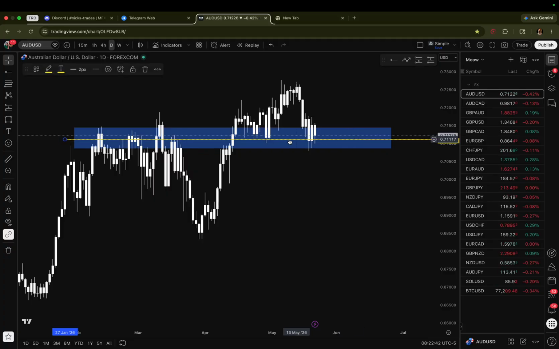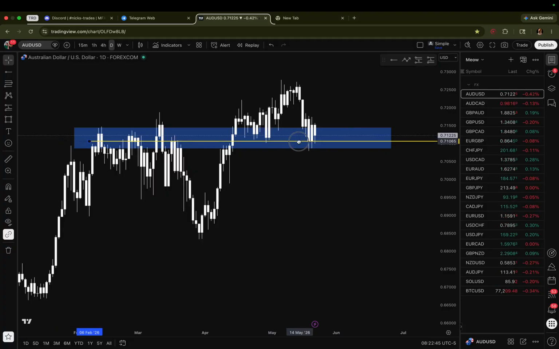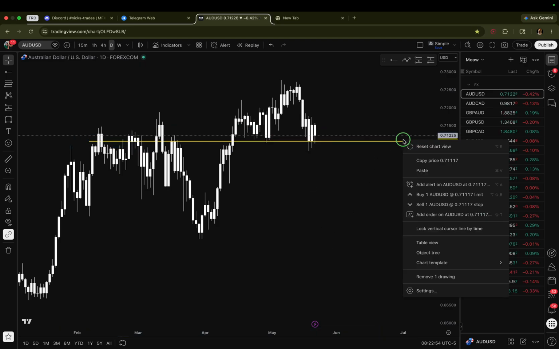What I do now is I get the zone marked up, right? And then I draw a line at the exact area I would want to enter at. And then whenever I draw the line there where I'd want to enter at, I just remove the whole shaded zone. And then I just have an alert sitting here at this line.